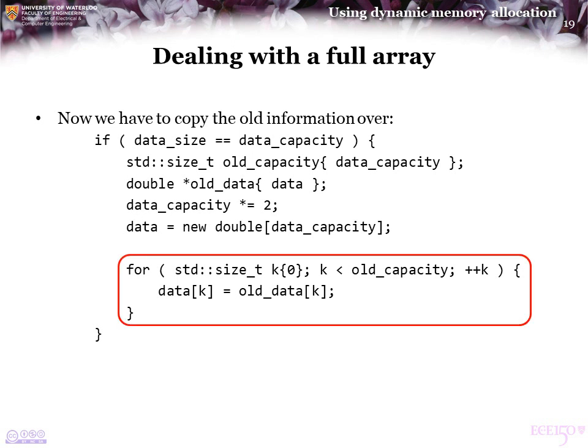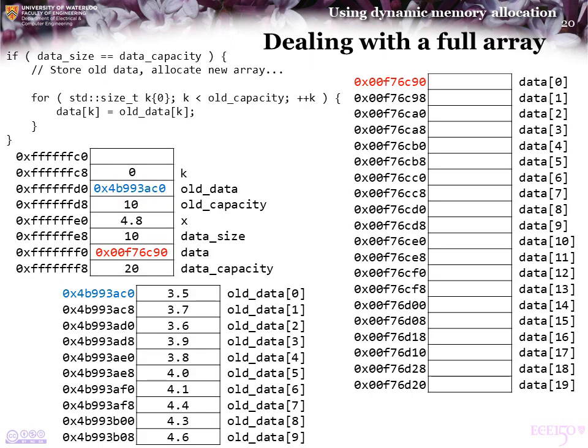So now we have a loop. That loop will go from 0 up until the old capacity, as that's all we have to copy over. And we will set data k to be the original data in the old array at that location.